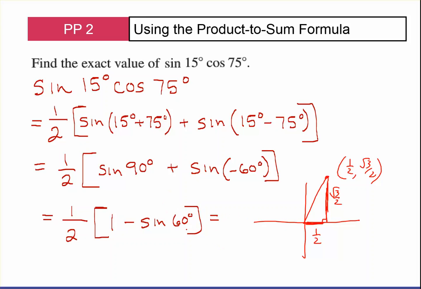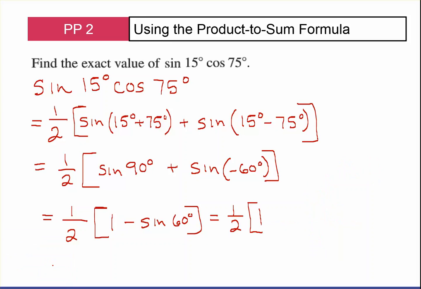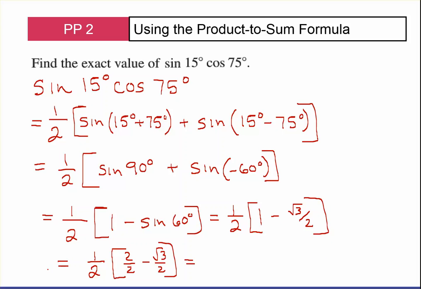I'm going to erase it here though real quick, so I have room here. So I got 1/2 bracket 1 minus root 3 over 2. Distributing. Oh no, I can simplify the stuff inside the bracket first. So 1 becomes 2 over 2. Simplifying that out becomes 2 minus root 3 over 2, and then multiplying finally by 1/2 gives me a final answer of 2 minus root 3 over 4.